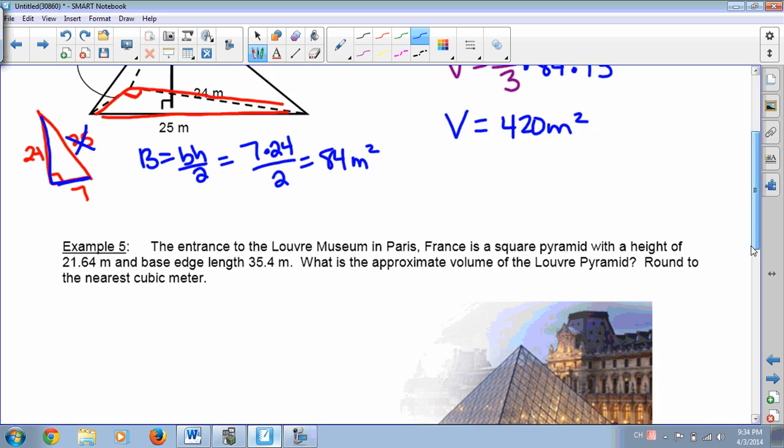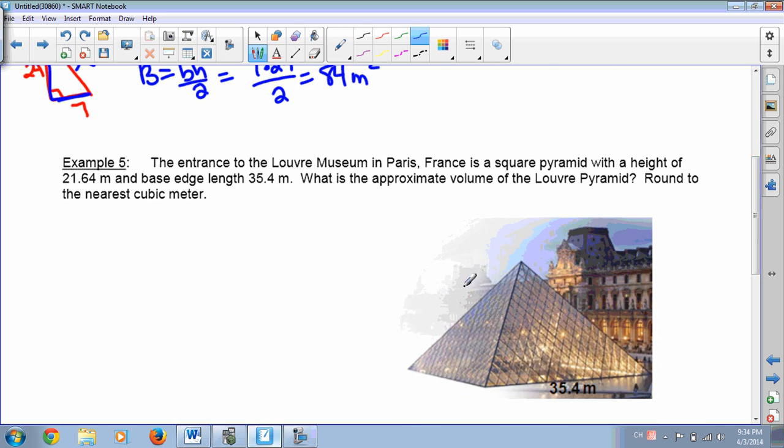Okay, example 5, it's a square pyramid, and we're going to save this one for class as well. So I will see you guys tomorrow.